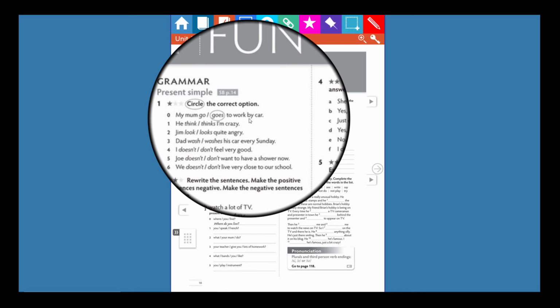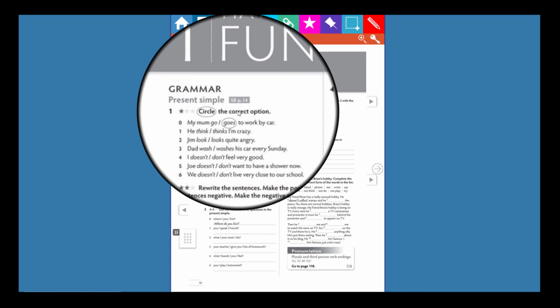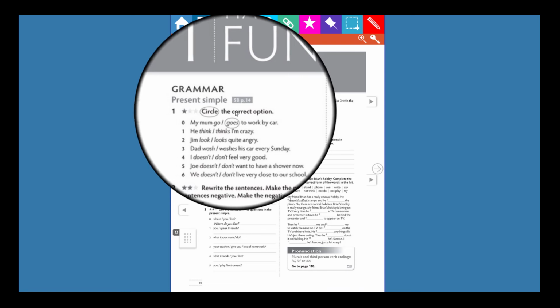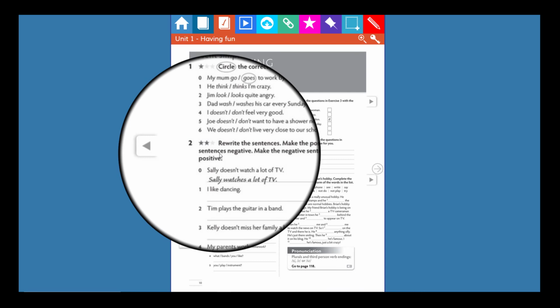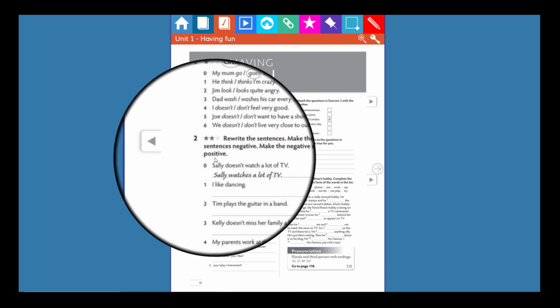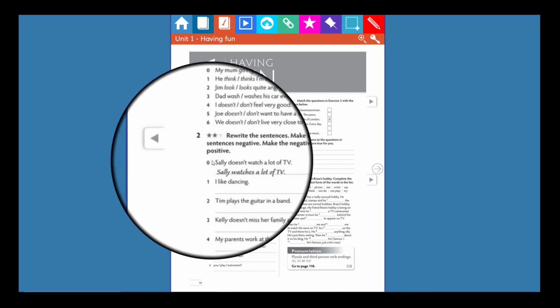The correct option is goes. Okay, so you have to circle the verb in this case. Activity number 2. Rewrite sentences. Make the positive sentences negative and make the negative sentences positive. Okay, look at the example.